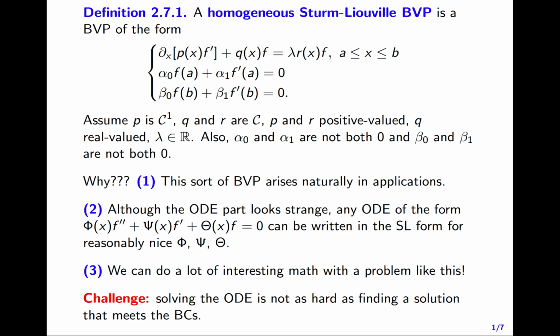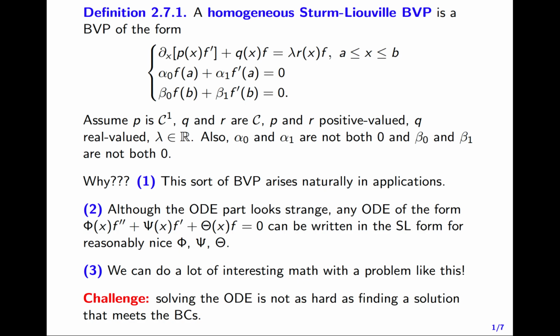Here is the challenge of this kind of problem. Solving the differential equation is, at least in theory, not that hard. Here's why. In your differential equation, p, q, and r are all continuous functions, and yes, you'd have a p of x times the highest derivative f double prime, but that p is positive, so you could divide by it. The differential equation here always has solutions.